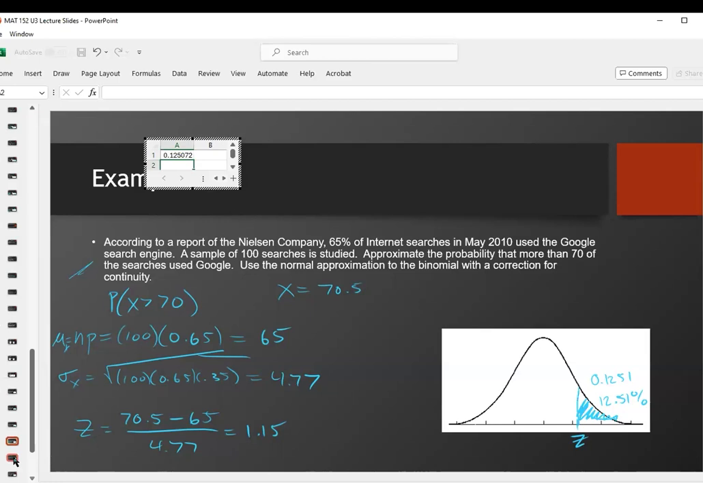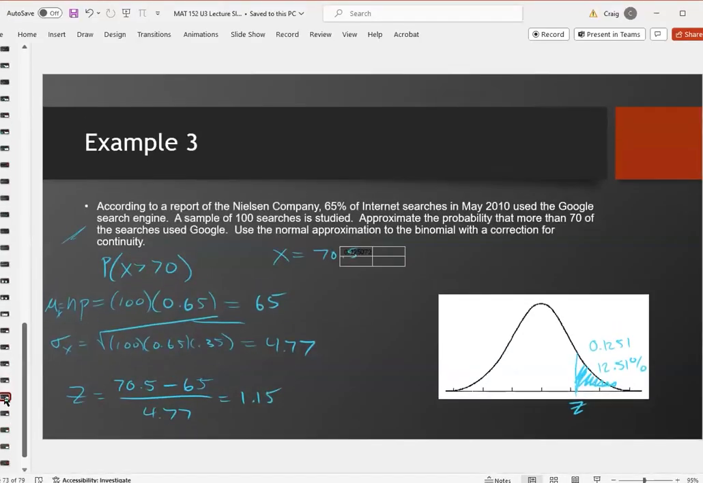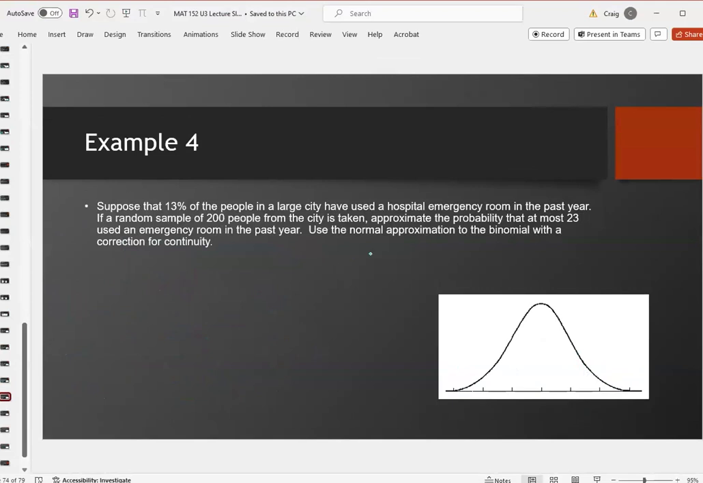I think there's another one here we can look at. A few more, I believe. 13% of the people in a large city used a hospital emergency room last year. So that tells us our proportion, or our probability. If a random sample of 200 people is taken, approximate the probability that at most 23 used an emergency room in the past year. At most means less than or equal to. And so we want the probability that it's less than or equal to 23.